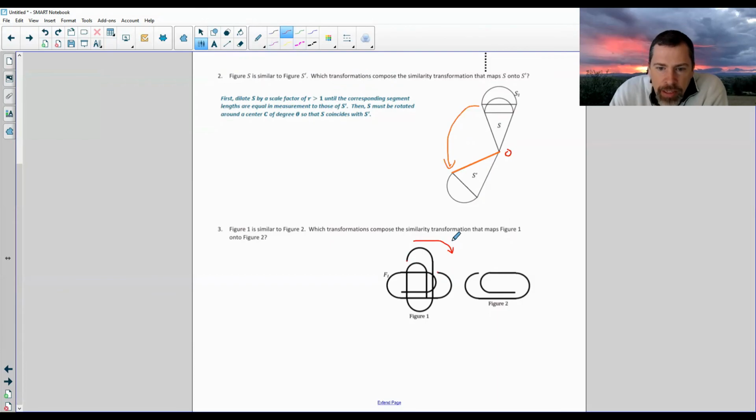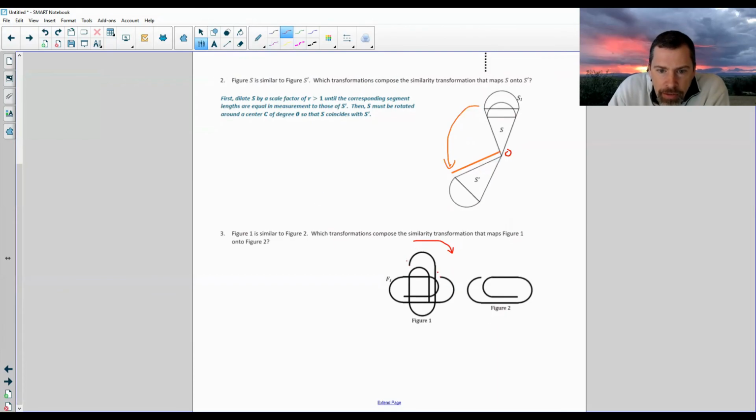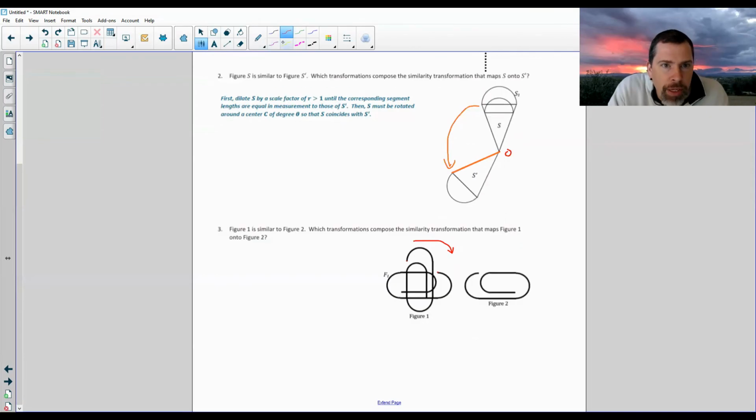direction, and that is a 90-degree, what is wrong with my pen today?